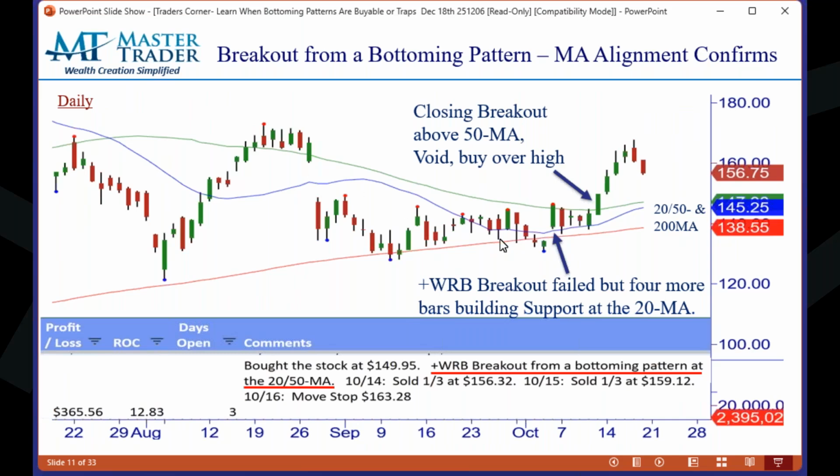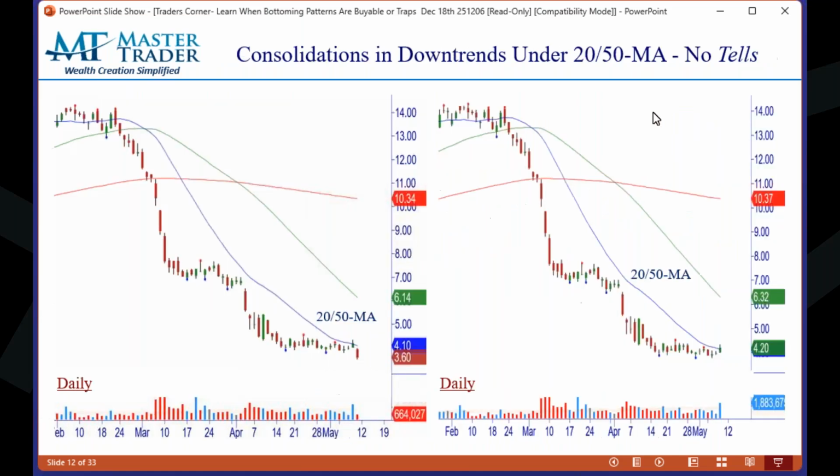Rising 200, 20 and 50 flattening out. This bar looked good, but no follow through, it didn't trigger. But that's okay. It's going sideways for 4 bars, building a bigger level of support. We're going to buy over this green bar, target gap fill, and then go into trail mode. Wide range bar breakout from a bottoming pattern at the 20 and 50, and just a 3-day swing trade. We're swingers over here. No tells.